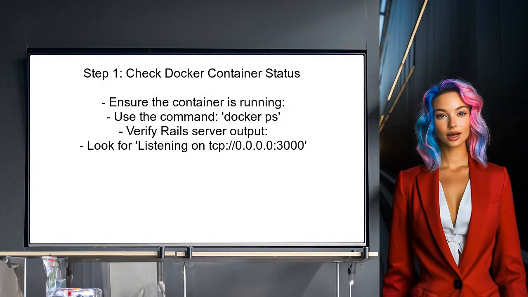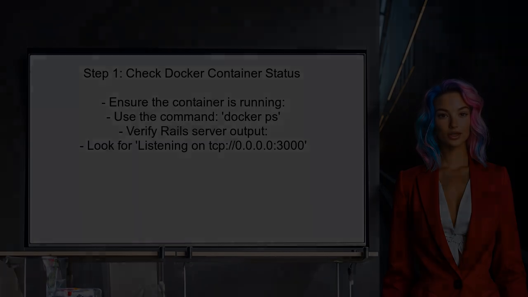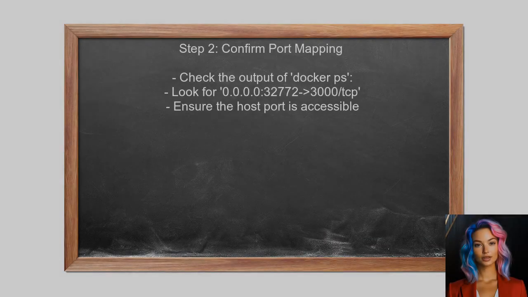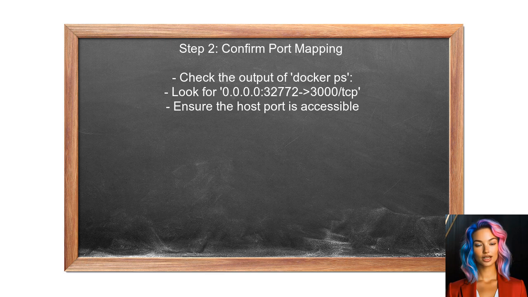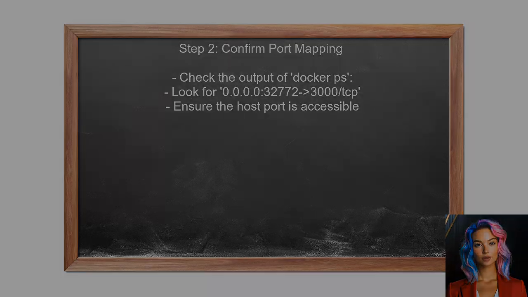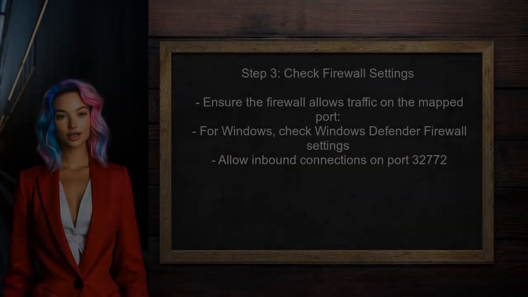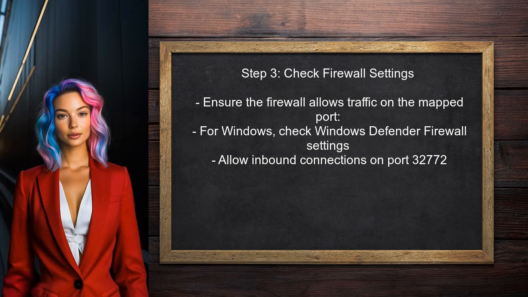First, the user should ensure that the Docker container is running and that the Rails server is properly configured to listen on the correct port. The user can check the output of the docker run command for any errors. Next, the user should confirm that the port mapping is correctly set up. In the output of the docker ps command, the user should see a mapping from a host port to the container port.